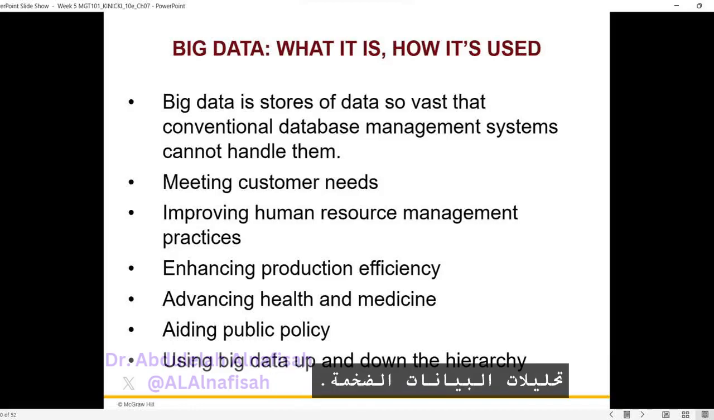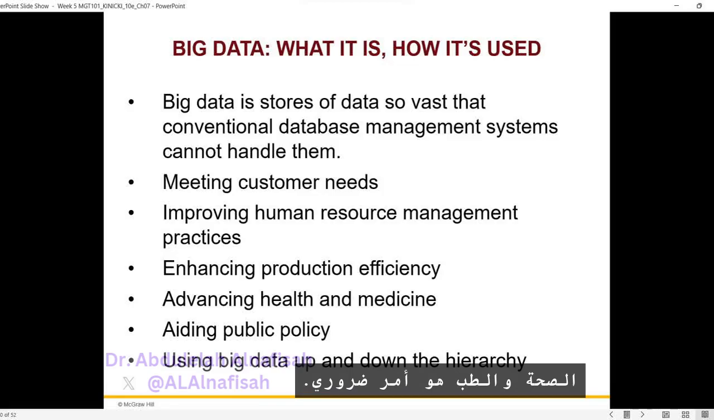Enhancing production efficiency. Big data analytics can improve manufacturing efficiency by providing real-time insights into production processes. For example, sensor-equipped machines can collect data on performance and maintenance needs, allowing companies to optimize operations, identify bottlenecks, and improve overall productivity.